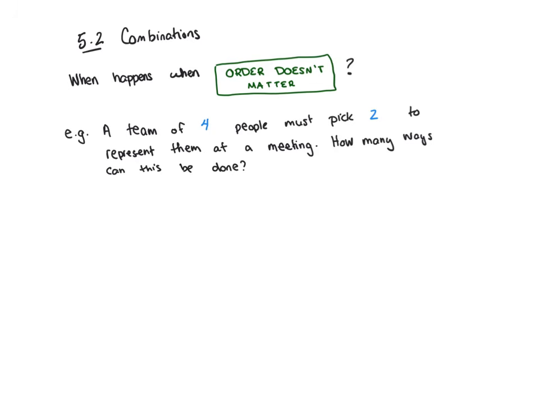In section 5.2, we talk about combinations. Before, when we talked about permutations, one of the important things was that order mattered. So now we want to talk about what happens when order doesn't matter.